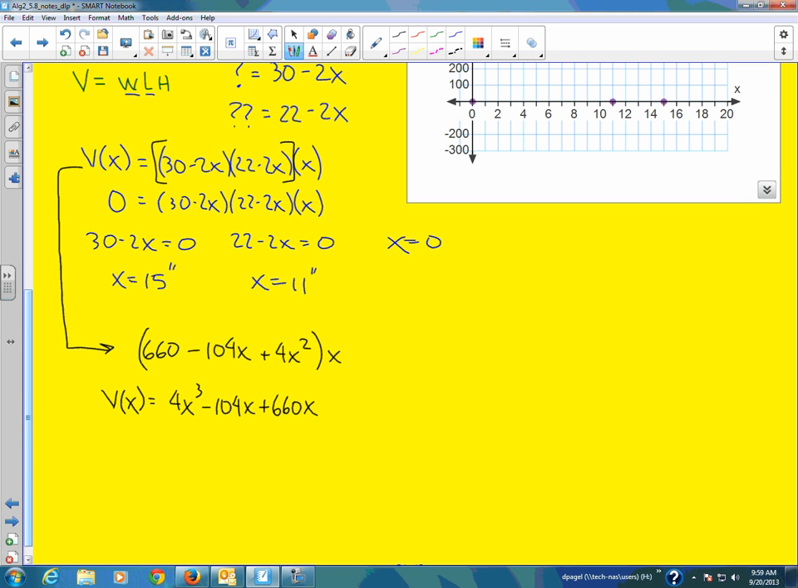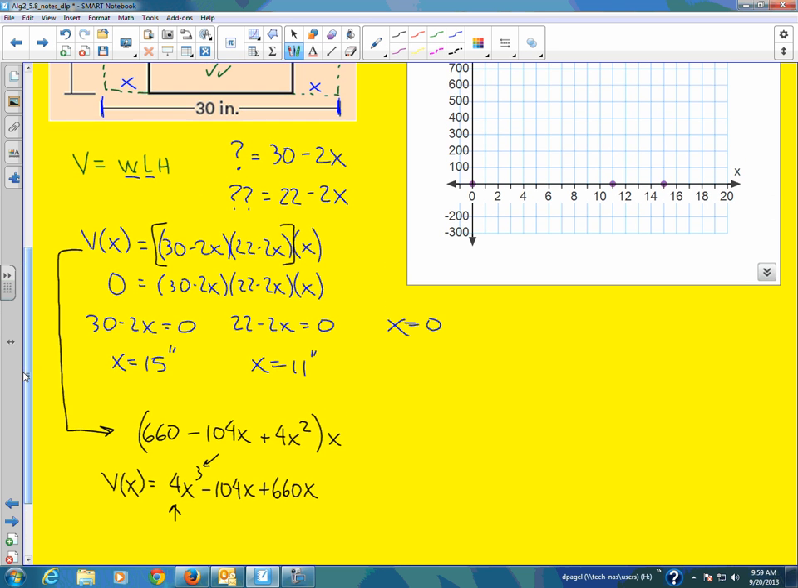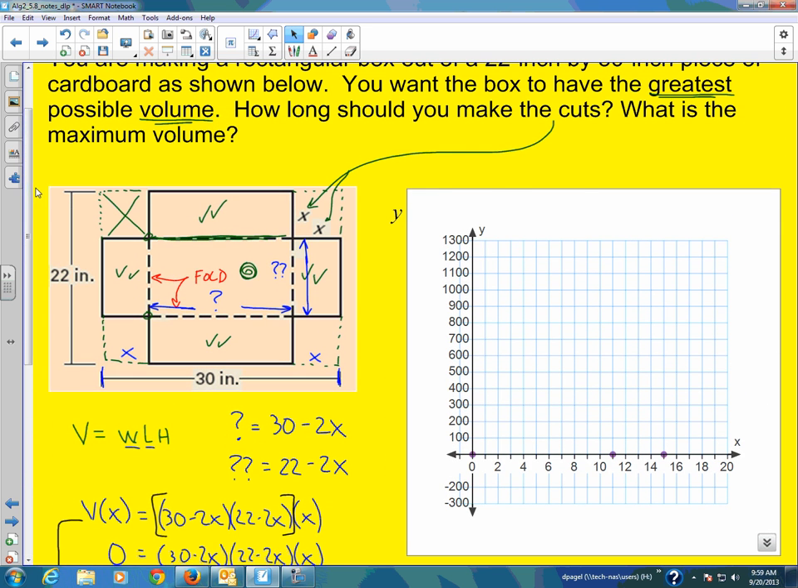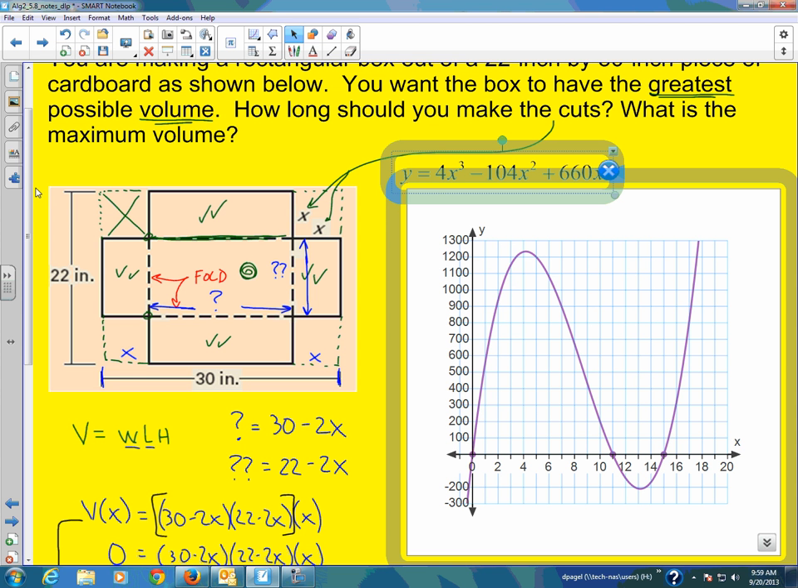So we can see lead coefficient positive. There's our odd degree. I know this thing's going to start low and end high. Okay, so we graph it. And I already have it here. So there's what it looked like. Yeah, we had to make our y scale very large here to account for the volume.